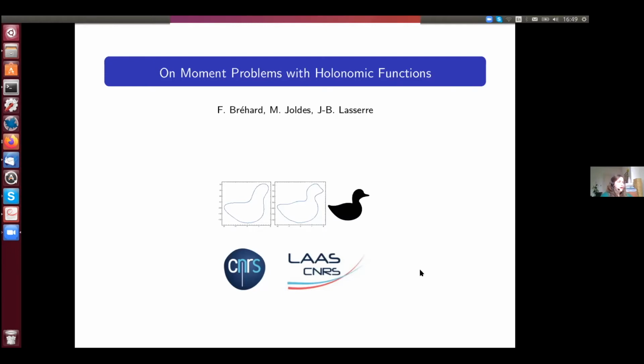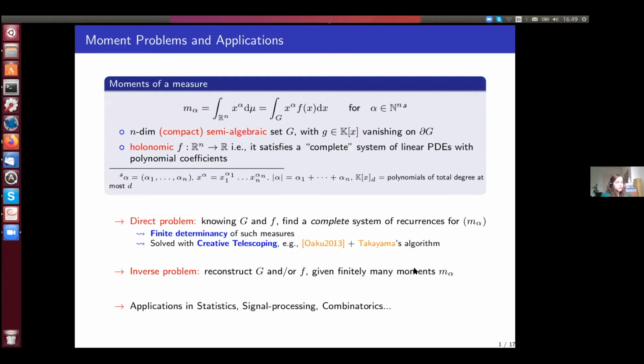So the work that I want to present today is about some moment problems. And I think nowadays moment problems are omnipresent, either in optimization or analysis, and they have a lot of applications in statistics, in signal processing, also in combinatorics if you want.